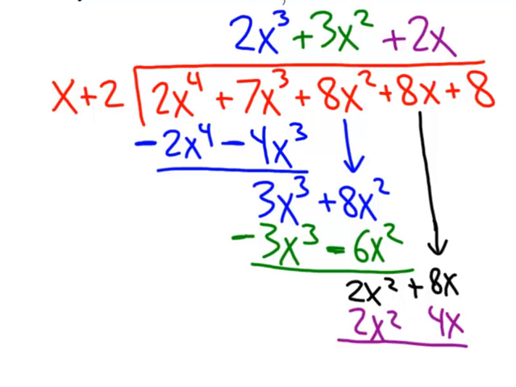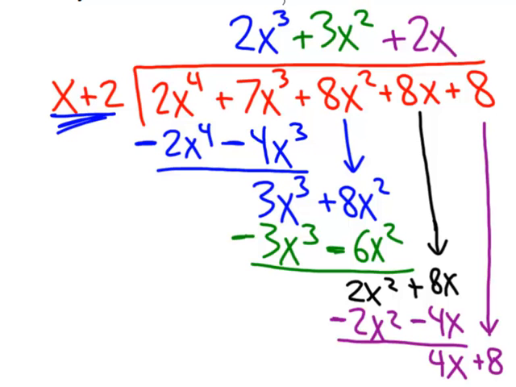All right, let's see. We'll distribute the minus sign. We'll get a 4x. We're almost done here. We'll finally bring down the plus 8. And in this case, the x plus 2 cleanly goes into the 4x plus 8. It goes in there 4 times.